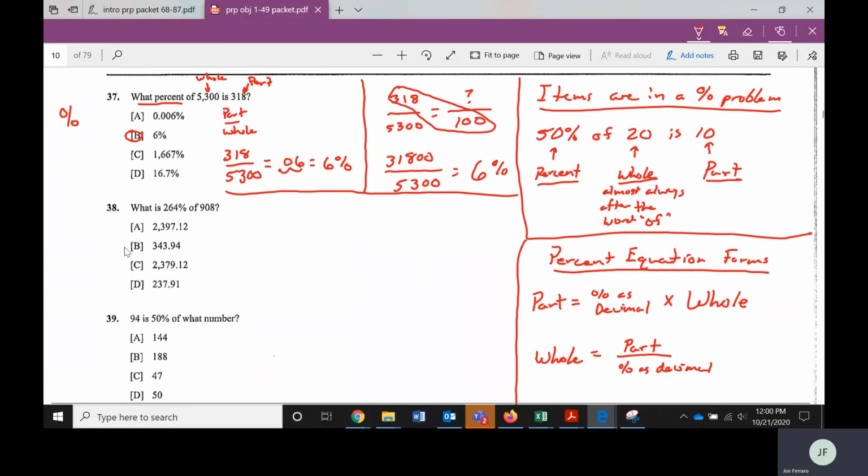Next one. It says, what is 264% of 908? This has a percent sign, so we know that's the percent. This is after the word of, so that is our whole. So we are missing the part. The nice thing about the percent formula is we can use the same setup every time. I'll show you that in a second.